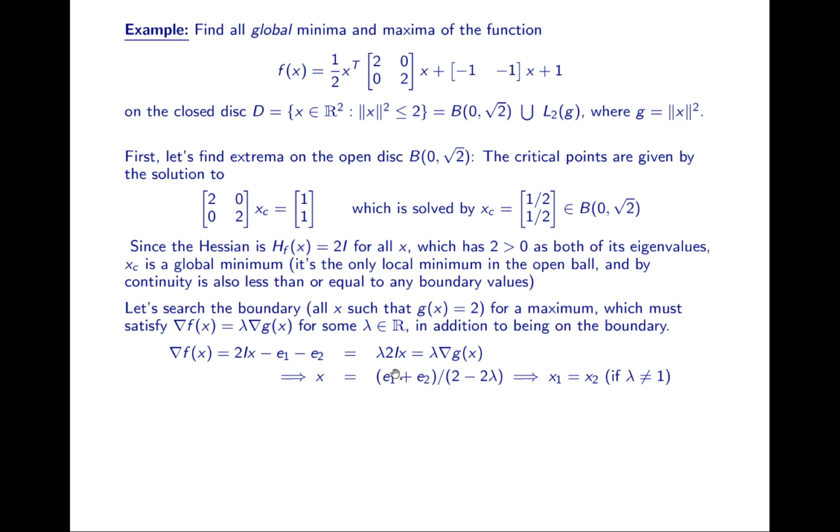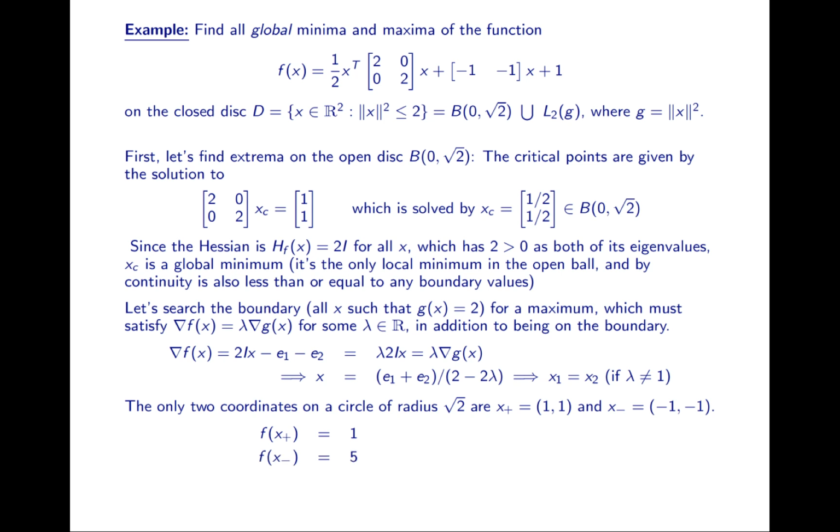Otherwise, this is some number times the vector 1, 1. So x1 and x2 are the same number. Now, the only two coordinates on a circle of radius square root of 2 that are the same are 1, 1 and negative 1, negative 1. So f of x plus, in other words, 1, 1, is 1. F of x minus, that is the coordinates negative 1, negative 1, is 5. Okay, we have a maximum winner. And of course, f of half half is 1 half, confirming our minimum.